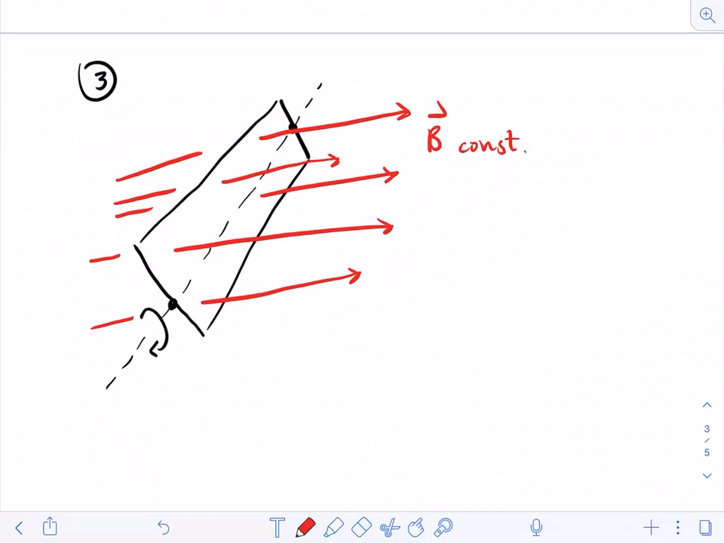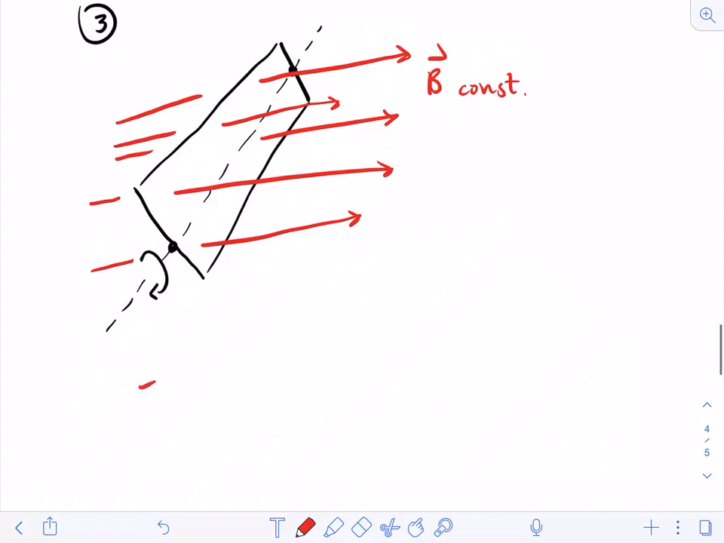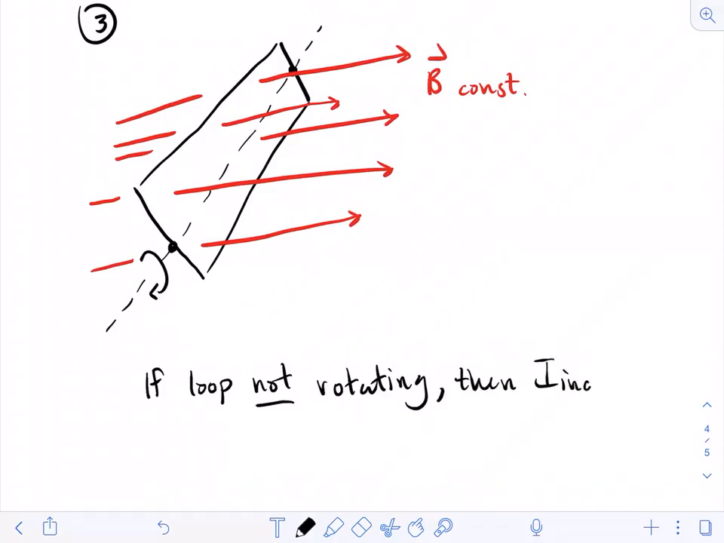And so what we would find is that, let me change the color of my pen. If the loop is not rotating, then the induced current is equal to 0. Okay, so that's the first observation.